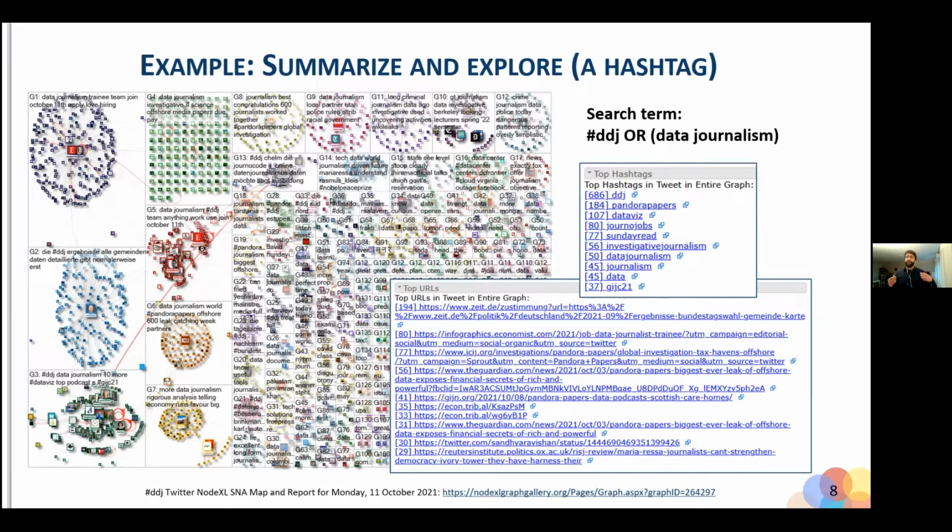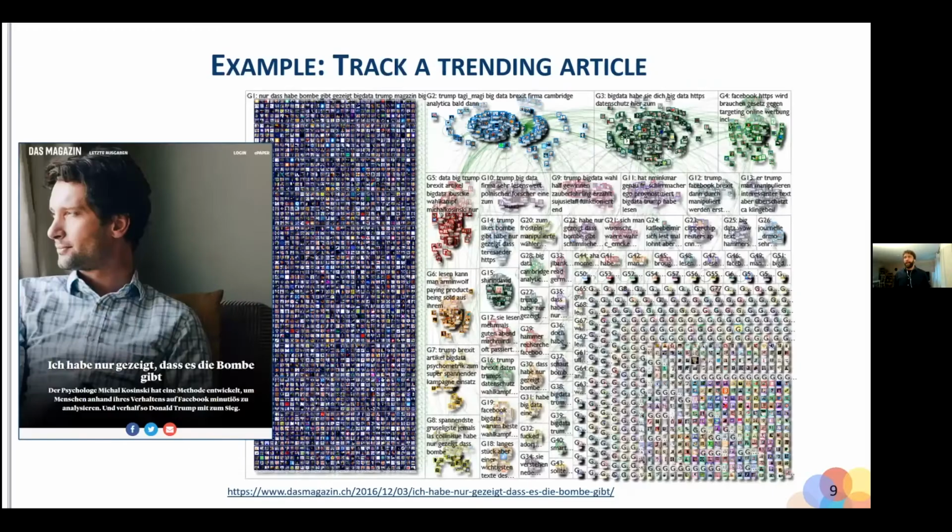So you can summarize and explore any hashtag or any user, and that's one approach. Without digging deep into the data sets, you can just simply look at the contents and see what has been interesting. Another approach would be that if there's a trending article you're interested in, you can search Twitter by the URL, and then you may get something like this.